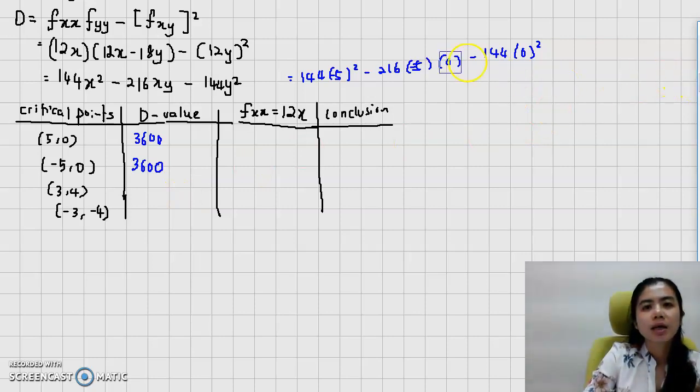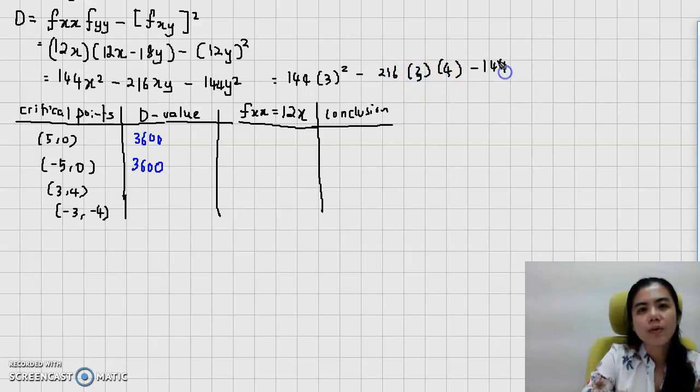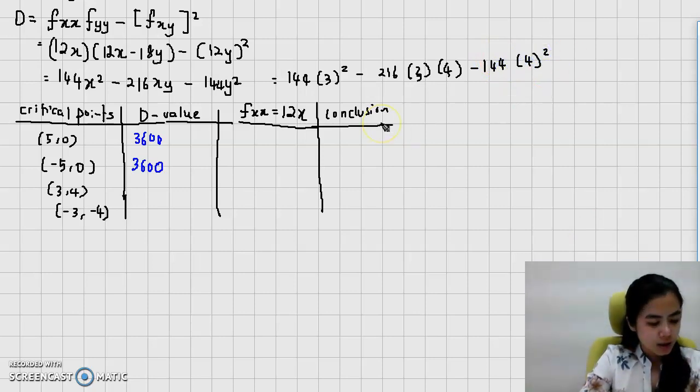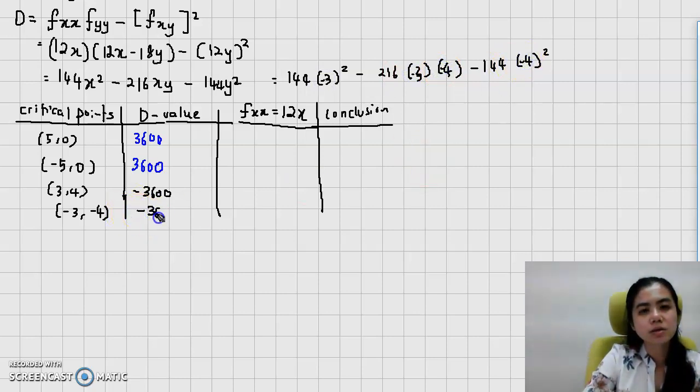And then, let's look at this 3, 4. So 3, 4 means that you substitute x as 3 and y as 4 into here, so you will have 144 times 3 squared, minus 216 times 3 multiplied with y is 4, minus 144 times the y here, 4 squared. And this actually gives you minus 3600. The same thing happens to minus 3, minus 4, and now you have negative 3600.